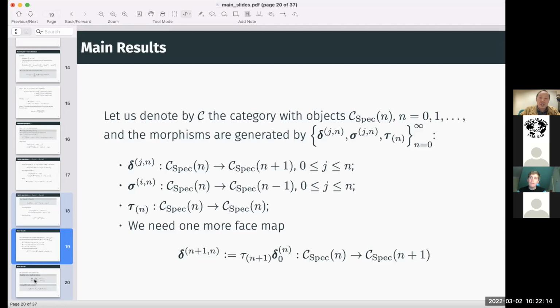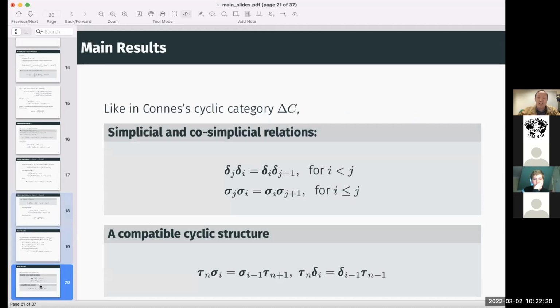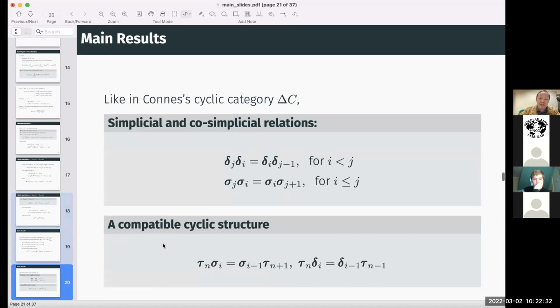So here the main result is this: all these transformations are kind of elementary, right? You're doing divided differences, or you restrict your function to a hyperplane. Then you can just verify that they fulfill most of the relations in Connes' cyclic category. So that's the first part.